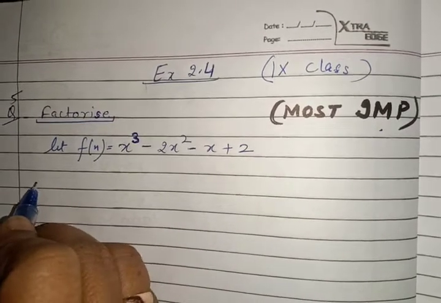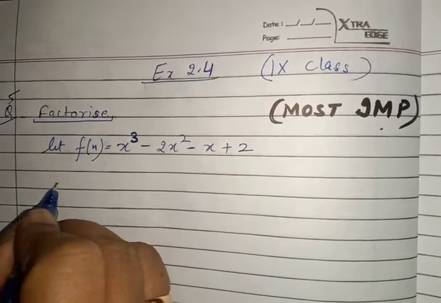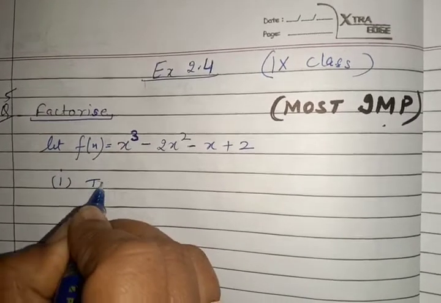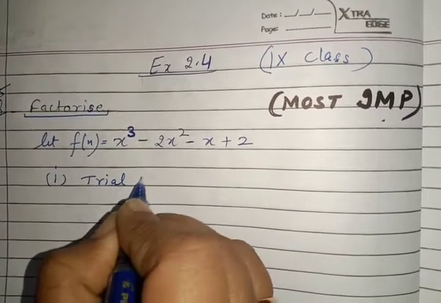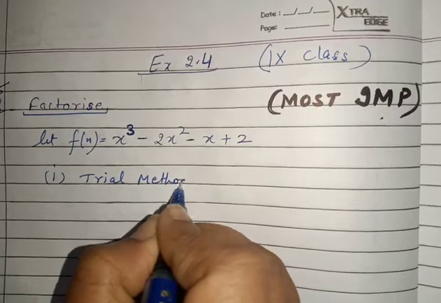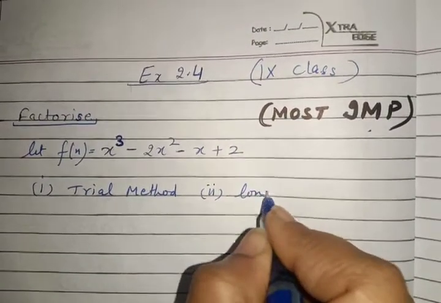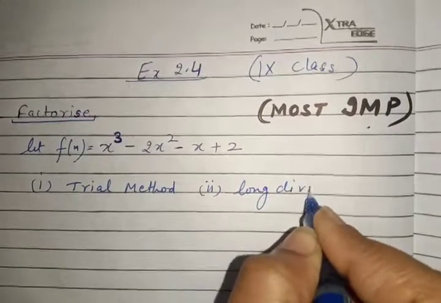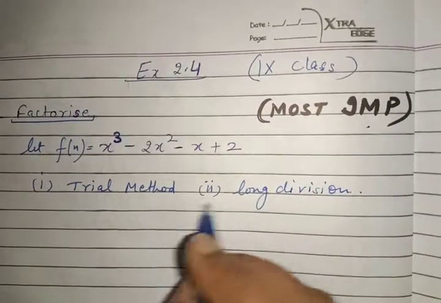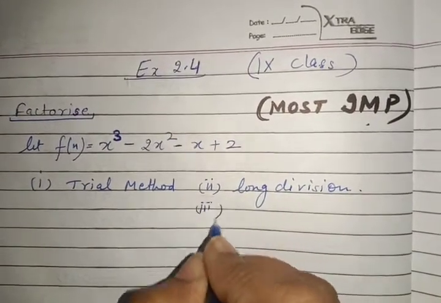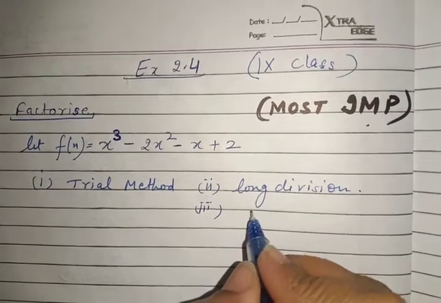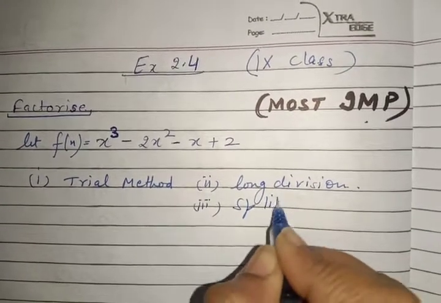So first step, we will use 3 steps here. In the first step, I will name it as trial method. We'll apply trial. Then second step is long division. And third step that we'll apply is splitting the middle term.